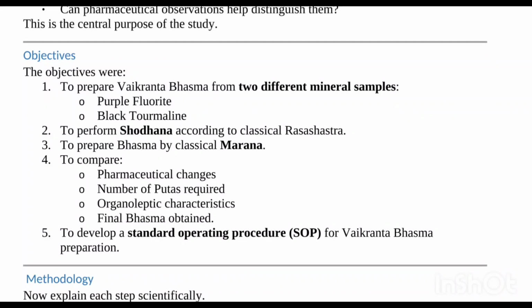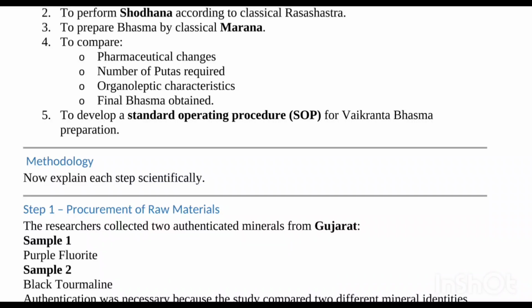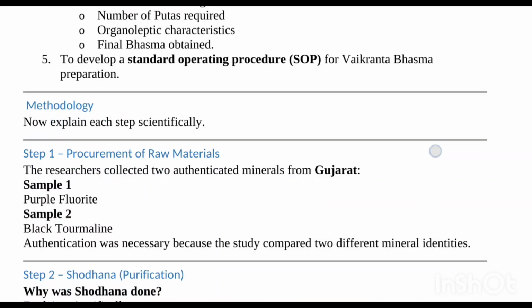Now we see the objectives. To prepare Vaikrant bhasma from two different mineral samples, that is purple fluoride and black tourmaline; to perform Shodhana according to classical Rasa Shastra; to prepare bhasma by classical Marana; to compare pharmaceutical changes, number of puta required, organoleptic characteristics, and final bhasma obtained; and to develop an SOP for Vaikrant bhasma preparation.